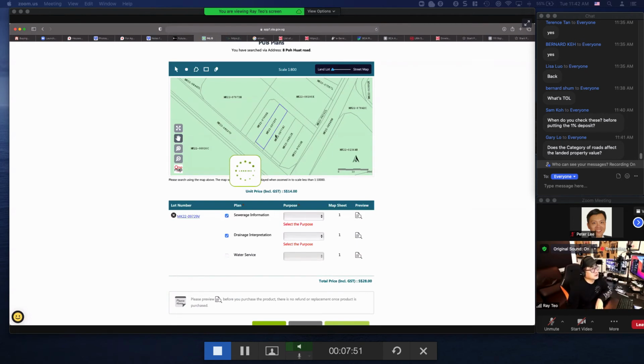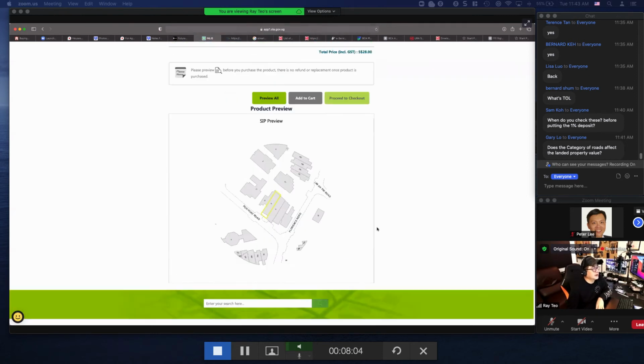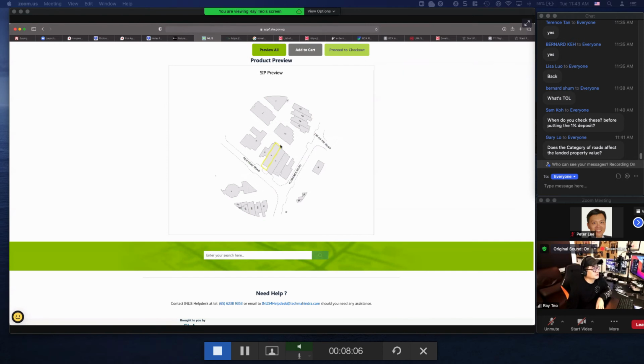This one I usually ask the customers to get their PE, project engineer, or their QP, qualified person, to buy, not me. But if they want a favor to just buy it for $28, then I'll show it to them. This is a preview, so it doesn't show you the DIP, SIP.